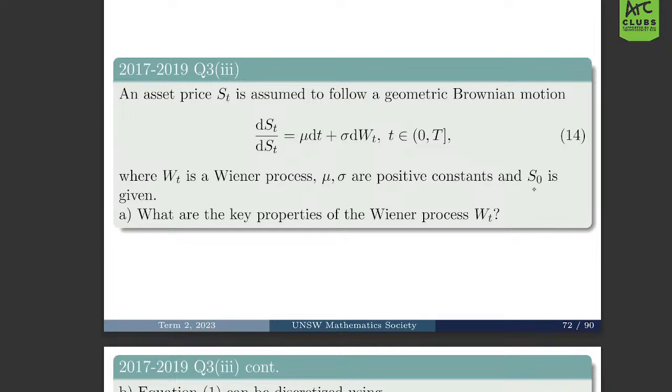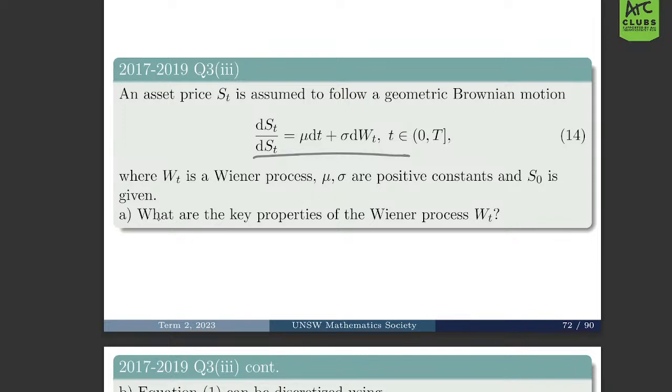And let's actually move into a question, which is the more important thing over here. So we know that we have an asset price St, and it follows Brownian motion. Brownian motion will be briefly introduced later on as well, so I'll go into more detail about this later. And we know that Wt is really a Wiener process, and they have constants.